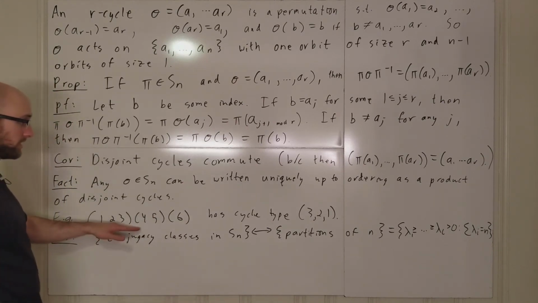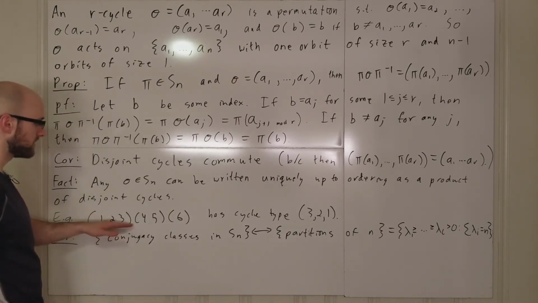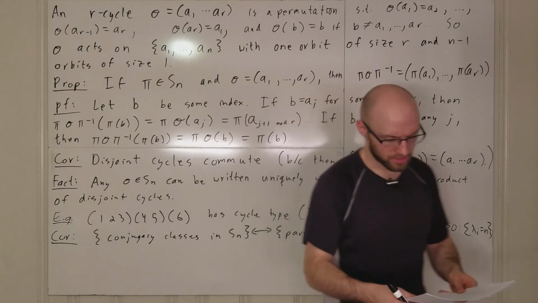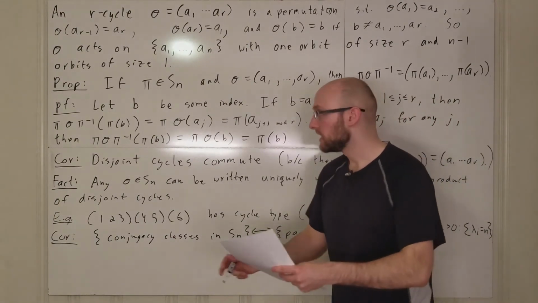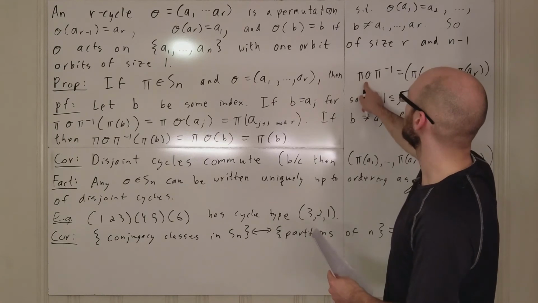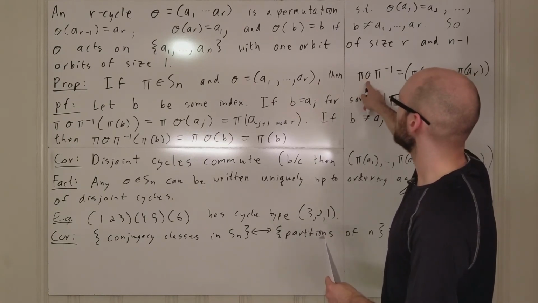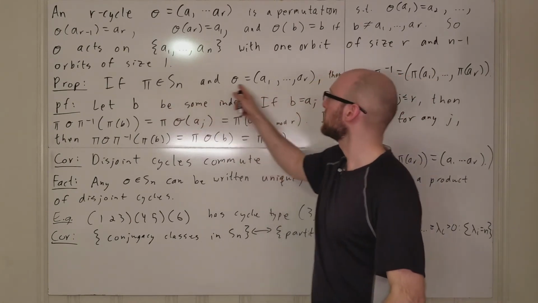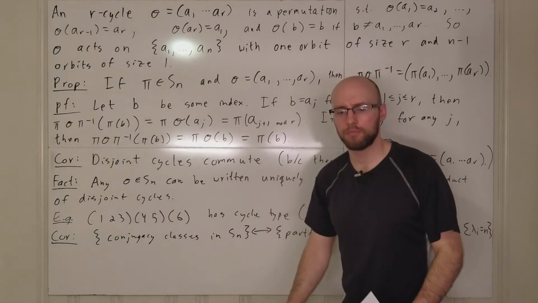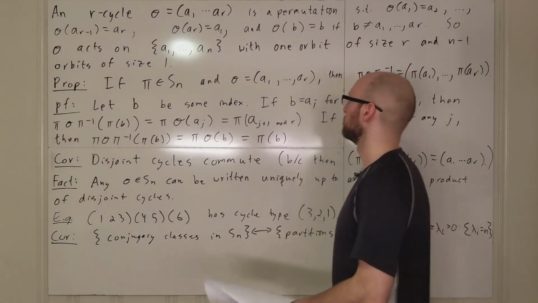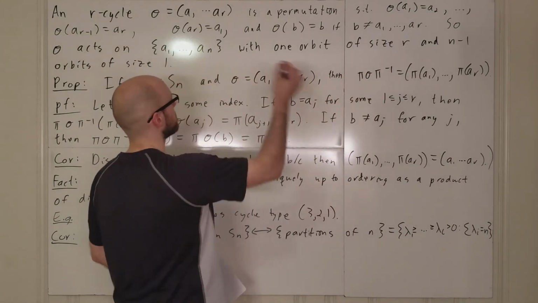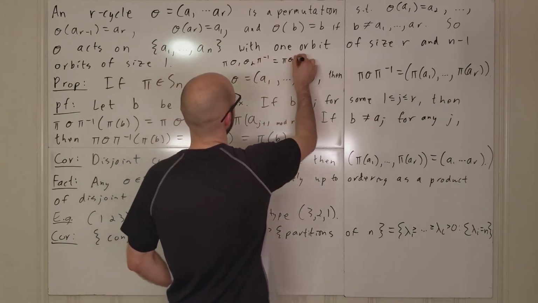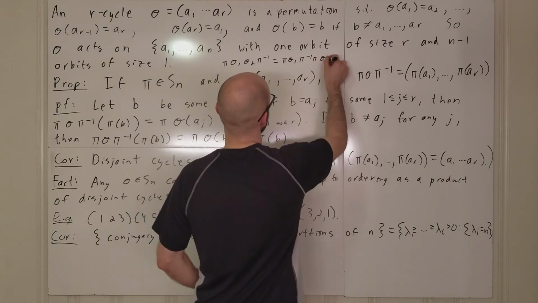This is a representative of a conjugacy class, and this is the partition. And the reason this works is because conjugating an R cycle by anything will give you an R cycle. And it is by induction: if you have pi sigma 1 sigma 2 pi inverse, then this is pi sigma 1 pi inverse times pi sigma 2 pi inverse.